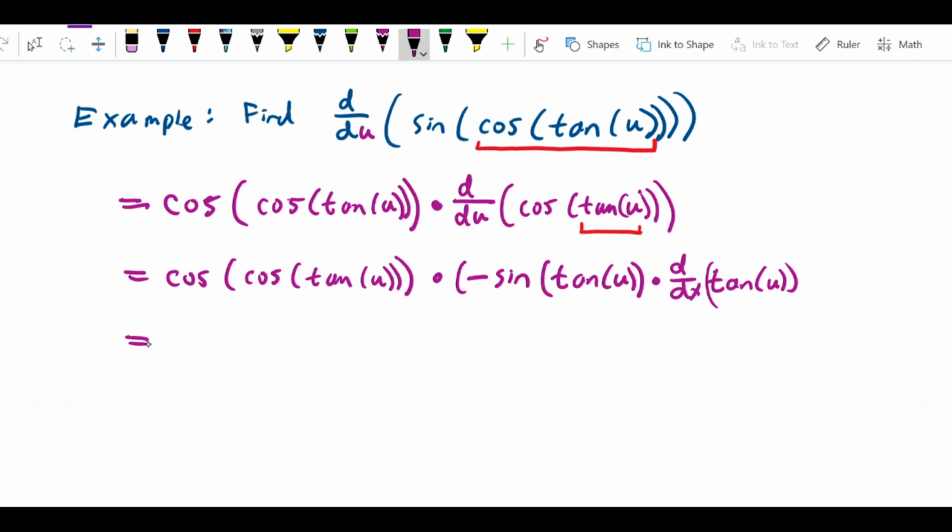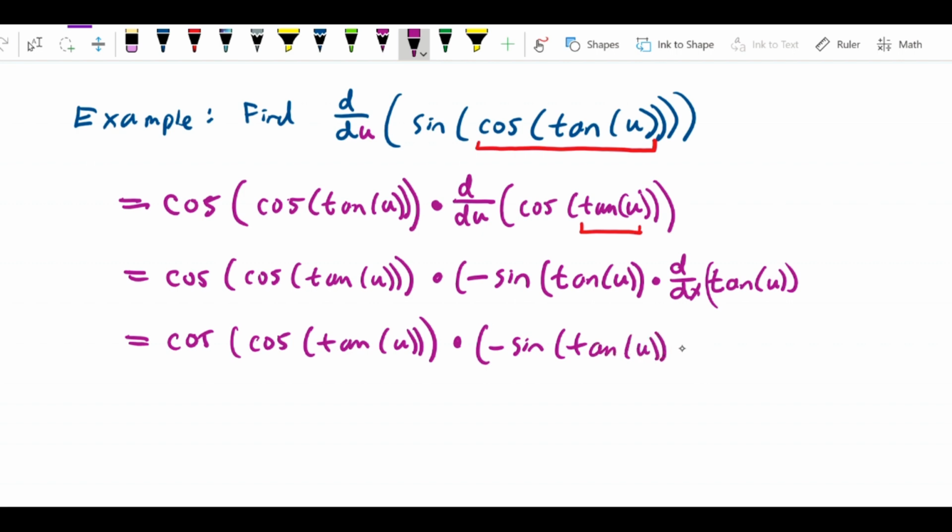So finally, we can do one more line. This is going to be cosine of tangent of u times negative sine of tangent of u times the derivative, sorry, I wrote that as d over dx. I meant to write d over du. This is why I should do all problems in x, because I keep forgetting. I'm trying to give you the idea that it can be done in different variables, and then I forget to change the variable. Okay, so the derivative of tan u, we know the derivative of tangent is secant squared.